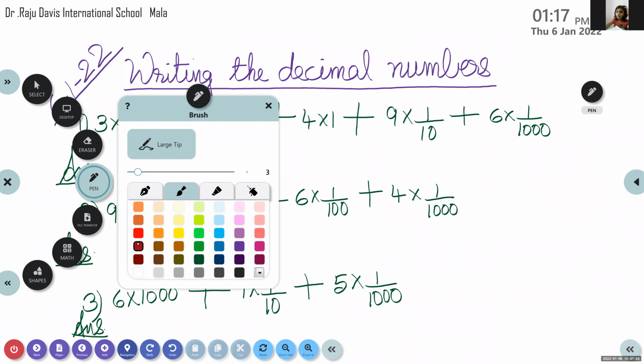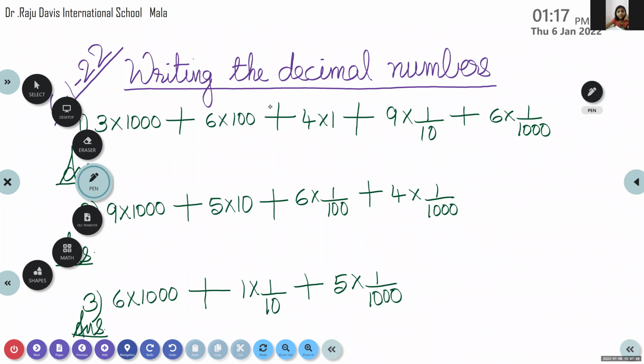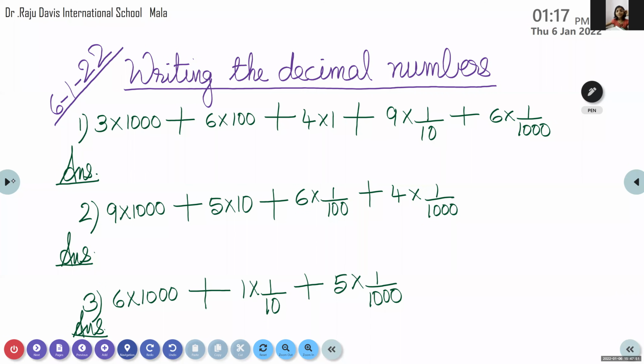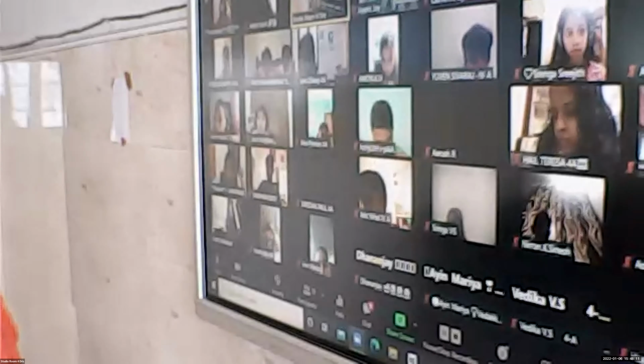Ma'am, in the first question, the last one, can you remove that color? In the first question, the last 6 × 1/1000 is a mistake. Ma'am, after tenth, it is hundredth. Let me just see that person who was asking the doubt.